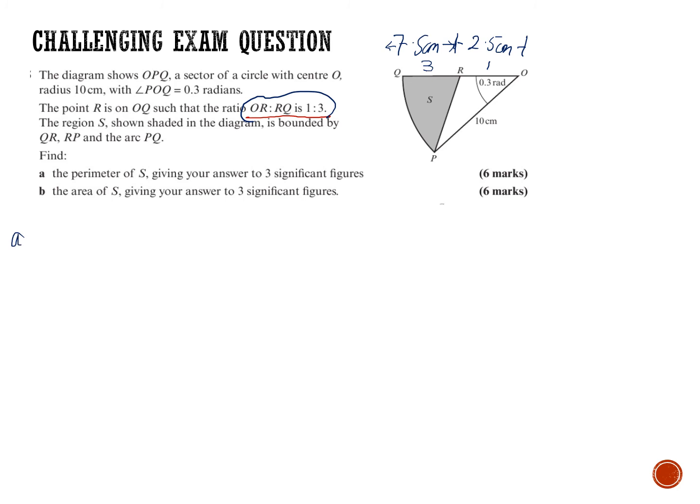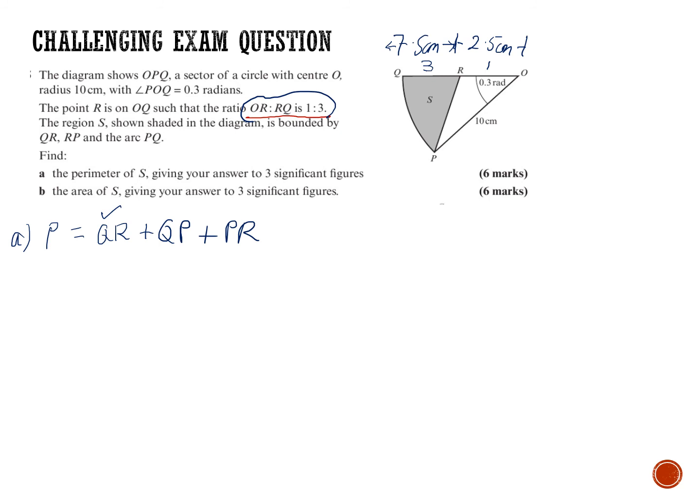Okay, so let's crack on with part A then. The perimeter of S. S is the shaded bit. The perimeter of S is made up of 3 bits. It's made up of the length QR, the length QP, and the length PR. It's made up of those 3 bits. Now let's see what we know already. QR, that's not a problem. We know that, that's 7.5.